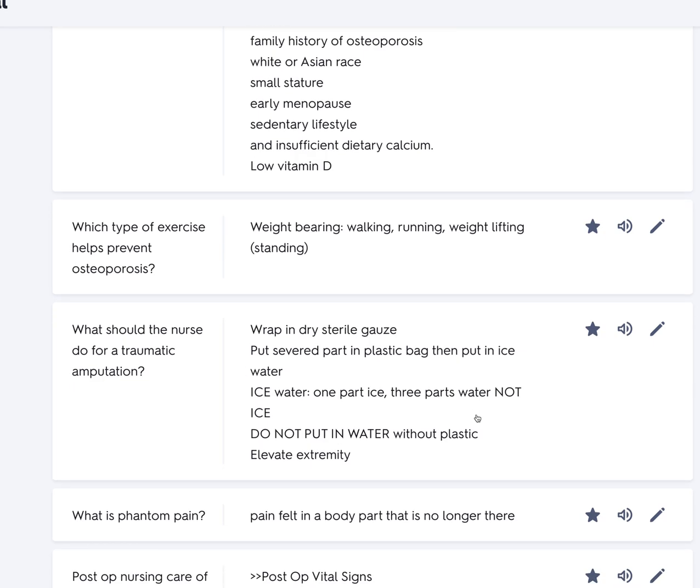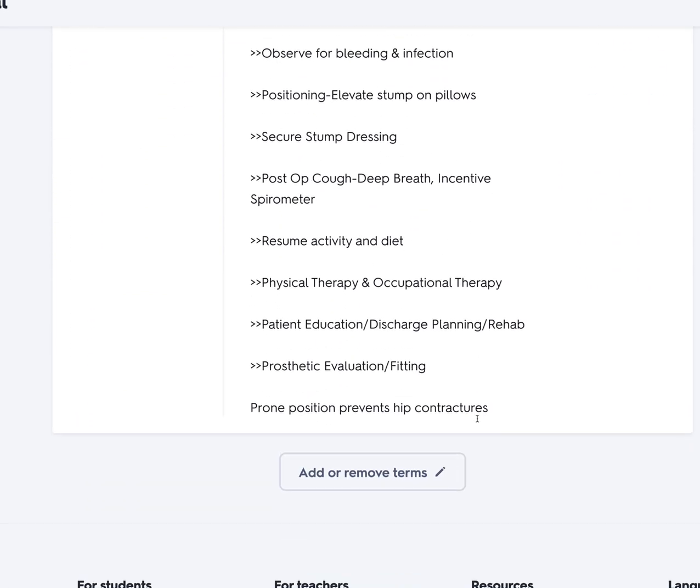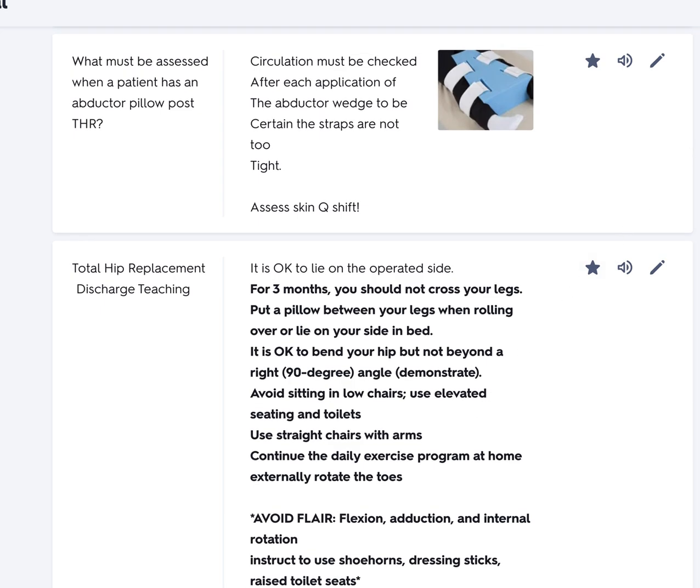We're going to talk about amputation in the vascular lecture. Okay, so that does it for fractures and orthopedic surgery.